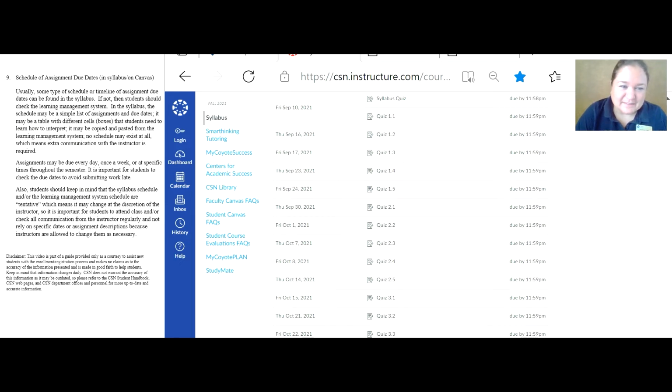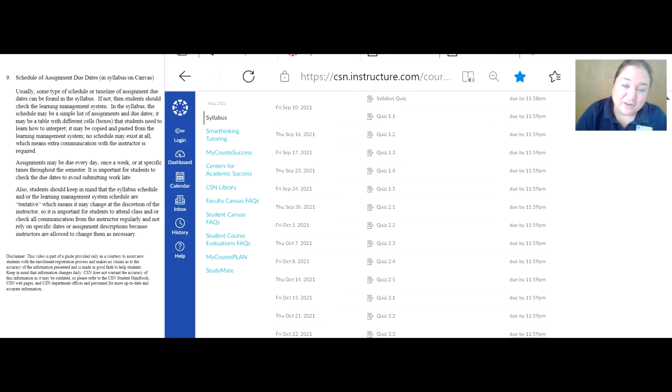In the syllabus, the schedule may be a simple list of assignments and due dates. It may be a table with different cells or boxes that students need to learn how to interpret. It may be copied and pasted from the learning management system, or no schedule may exist at all, which means extra communication with the instructor is required.